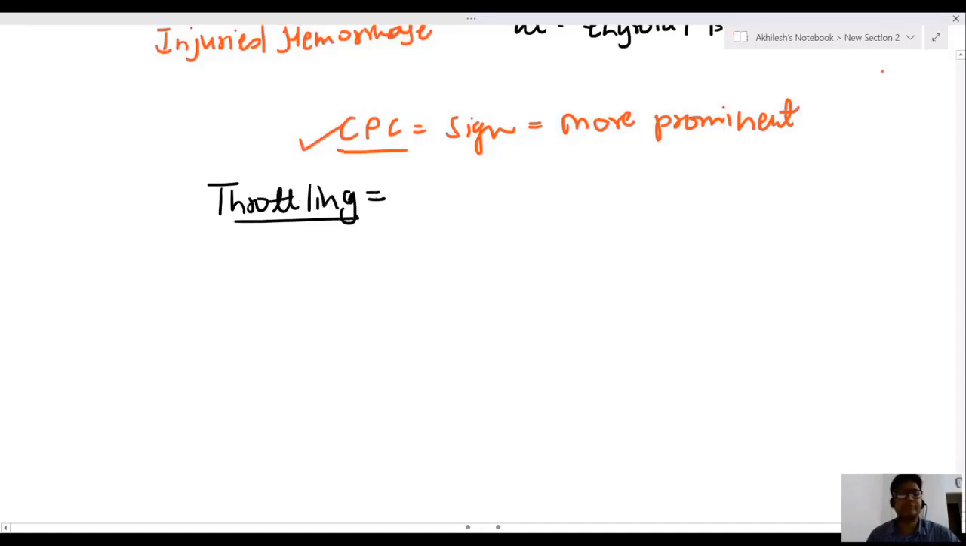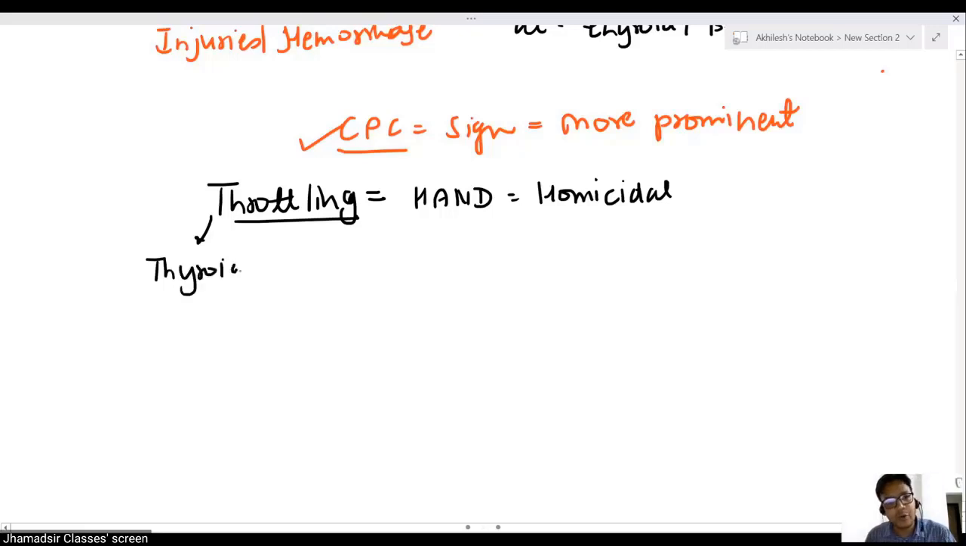throttling. Throttling is compression of the neck by hand. It is always homicidal. There is no chance of accidental throttling. Now, sir, T: how to remember? Here we have thyroid fracture, and here we also have hyoid bone fracture. That is a very important part.